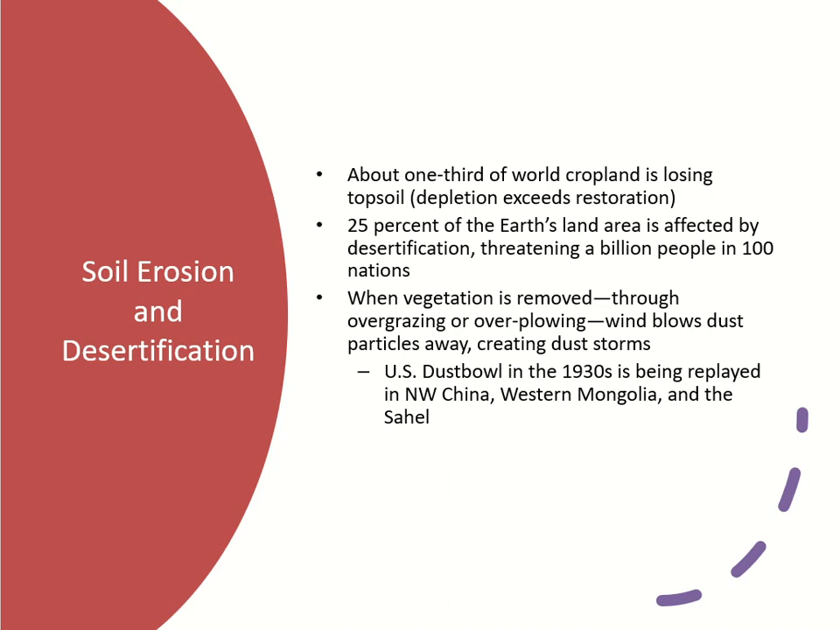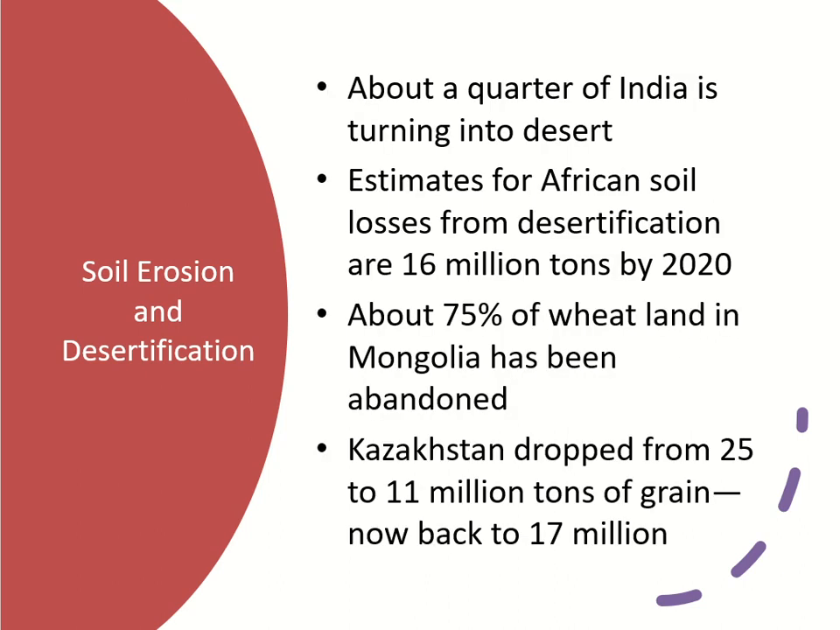But as we said, when vegetation is removed, whether through grazing, animals eating plants, or over-plowing, removing the entire plant when the harvest is taken in from crop agriculture, the wind blows dust particles everywhere, and that can create dust storms. Historically in the U.S., the Dust Bowls of the 1930s led to some changes in agricultural practices, but we can still see similar occurrences in Asia, in China, Western Mongolia, and the Sahel, for instance.